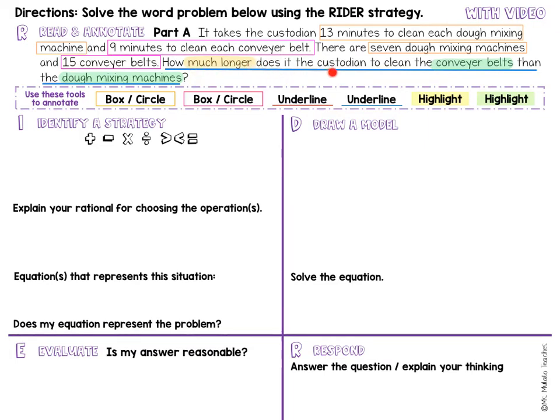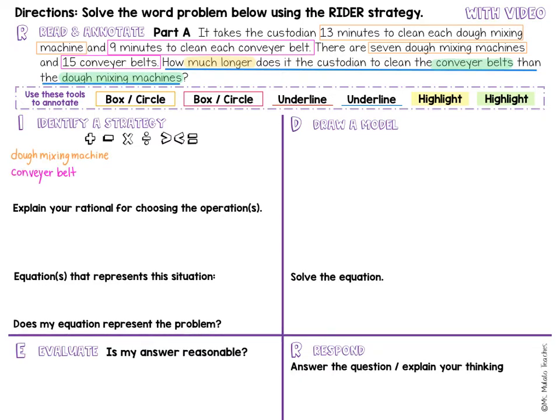Now we need to know how much longer it takes the custodian to clean the conveyor belts than the dough mixing machines. So we know it's going to take the custodian longer to clean the conveyor belts and a shorter amount of time to clean the dough mixing machines. Let's write down our important information. We know that our problem involves dough mixing machines and conveyor belts.